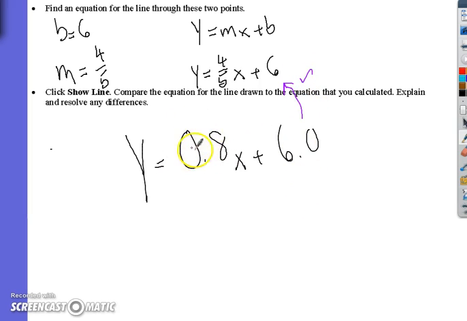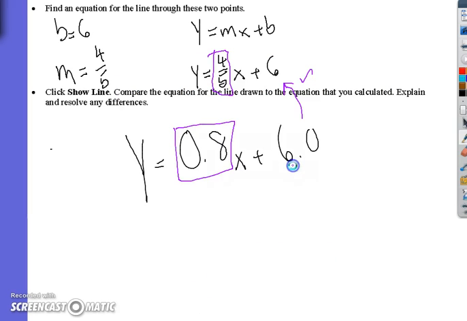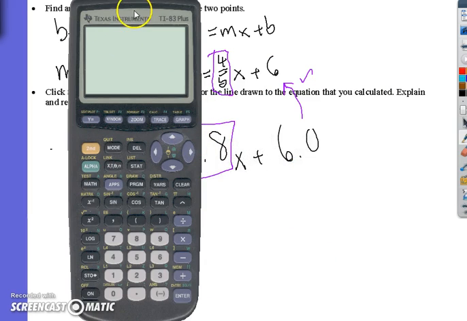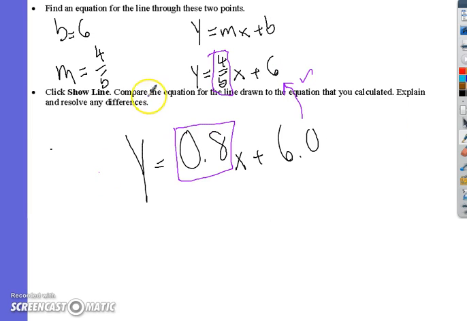And it's less obvious that 0.8 is the same. Well, wait a second, isn't that different than what I calculated? Okay, so let's look at what 4/5 is. Of course, those of you who are listening are probably predicting that if I were to put 4/5 in, I would get 0.8. And of course I do. So the slope that I got, 4/5, is the same as the slope the computer gave me, 0.8. Okay? So it says compare the equation for the line drawn.